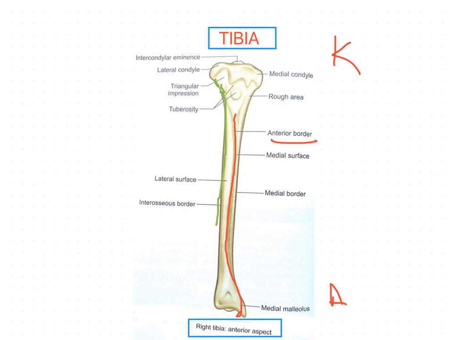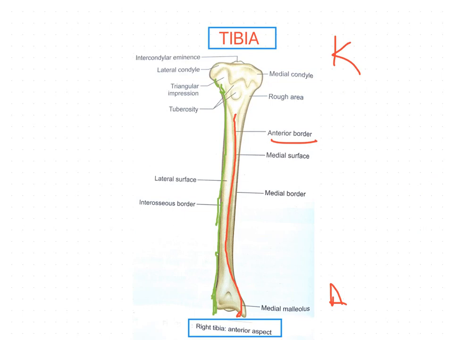Its lower end forms the anterior margin of a rough triangular area which is seen on the lateral aspect of the lower end. That one we are going to see in the lower end. So this is the interosseous border or lateral border. Now we will move on to the medial border.